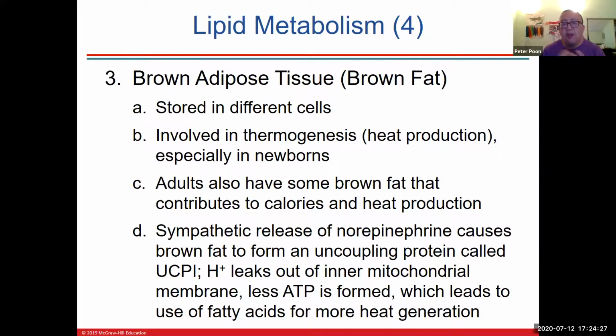One of the coolest things scientists are working on is trying to turn white fat into brown fat, so you're just burning more calories, because all brown fat does is burn fat constantly to generate heat. The sympathetic release of norepinephrine causes brown fat to form an uncoupling protein called uncoupling protein 1.